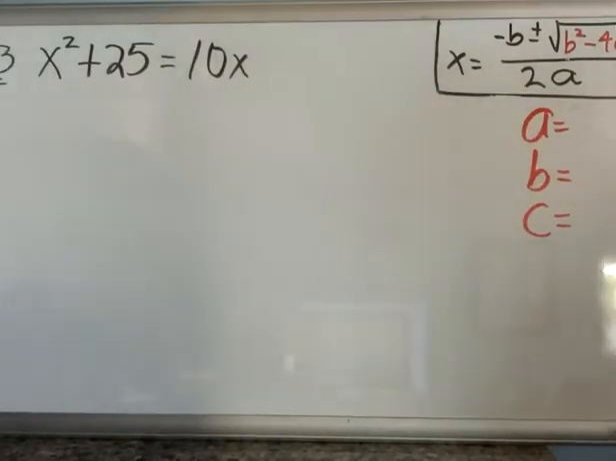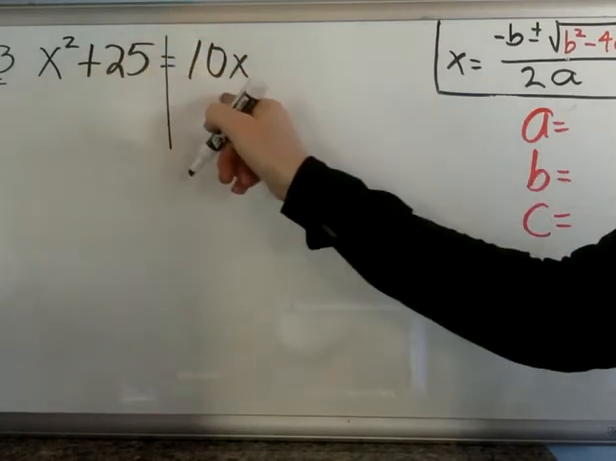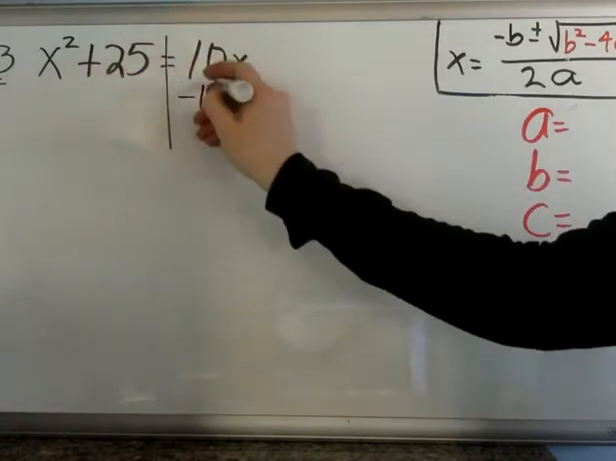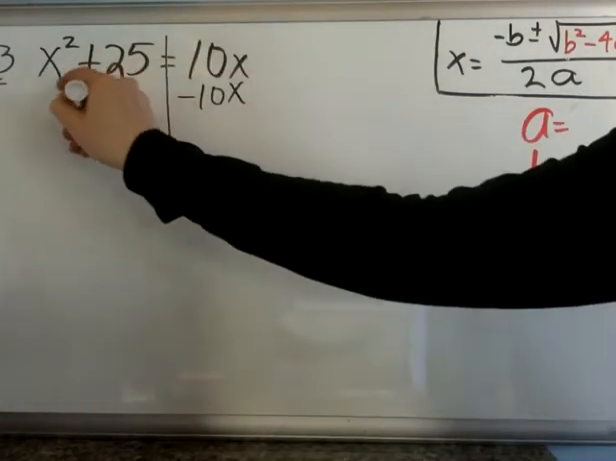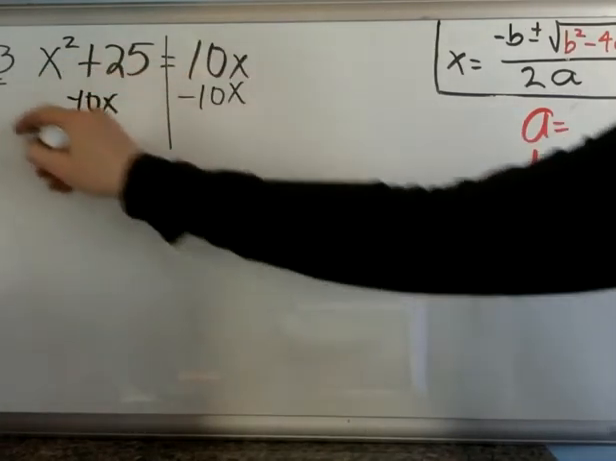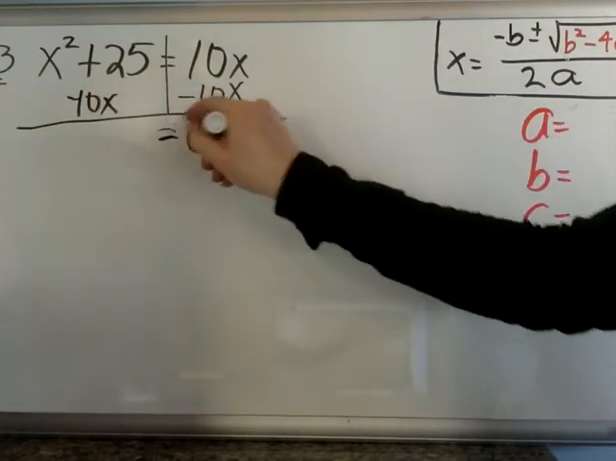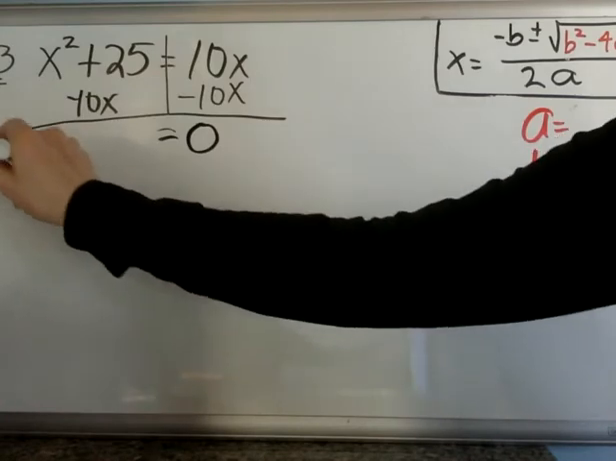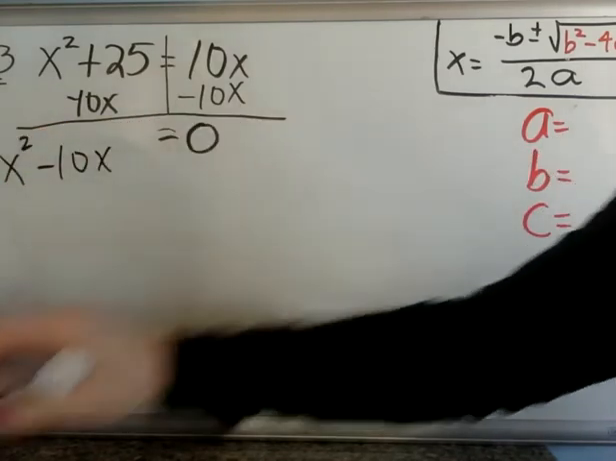Okay, so let's do example 3. x squared plus 25 equals 10x. And step 1 is to set one side equal to 0. So I'm going to set this side equal to 0. Whatever I do to the right, do to the left. I'm going to subtract 10x. But there aren't any x terms over here. I'm just going to have to put it right here. So when I'm done, I get 0 on the right side, but on the left side I have x squared minus 10x plus 25 equals 0.